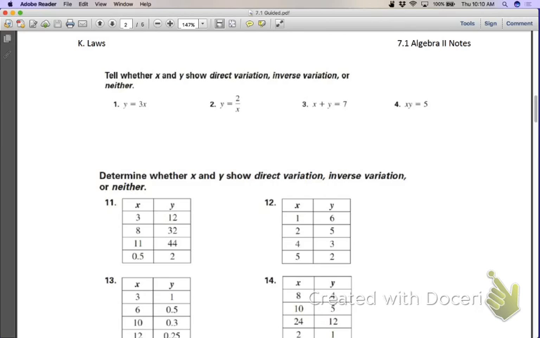So then here on the second page it says, tell whether x and y show direct variation, inverse variation, or neither. What about the first one? Direct, inverse, direct. Everybody good with that? What about 2? Inverse. Everybody good with that? I am. What about 3? Why?